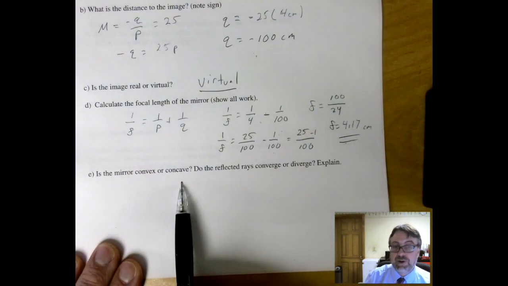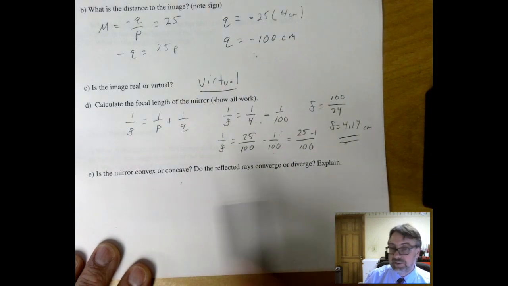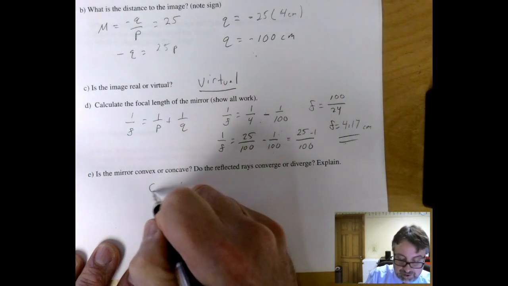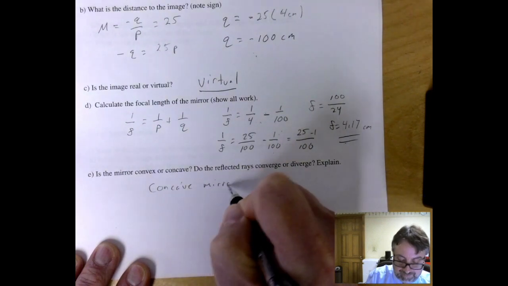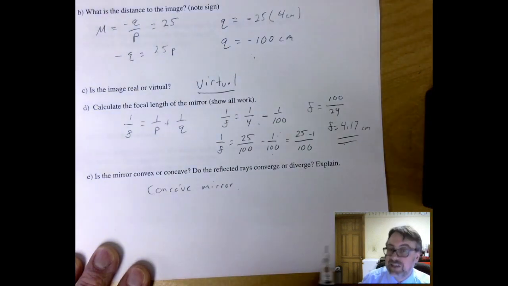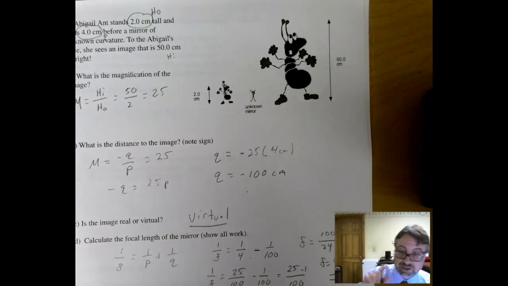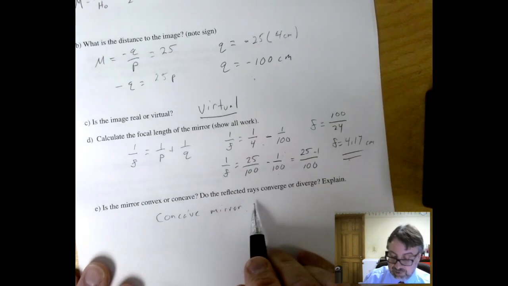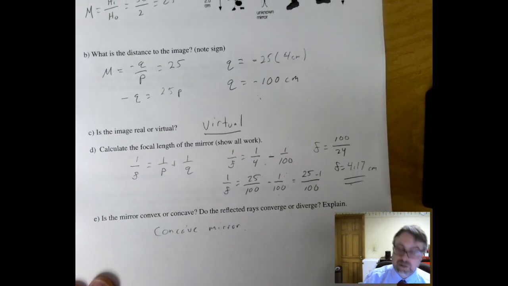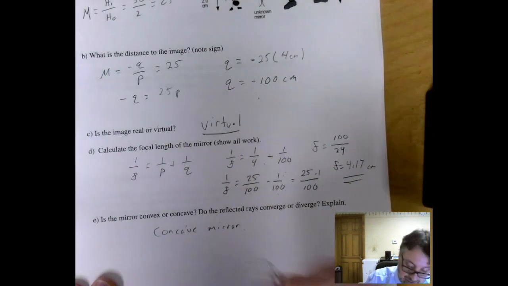Is the mirror convex or concave? Well, my focal length is positive. That indicates that this is a concave mirror. The other indication that it's a concave mirror is the fact that the image is enlarged. A convex mirror only makes smaller images. Do the reflected rays converge or diverge? Because this is a virtual image, those reflected rays are diverging.